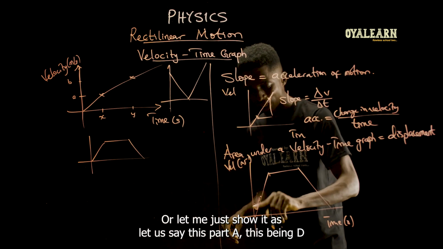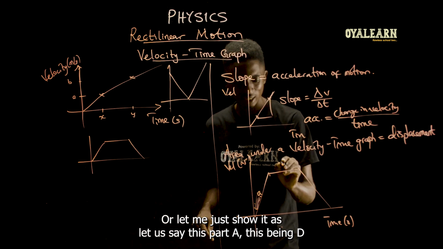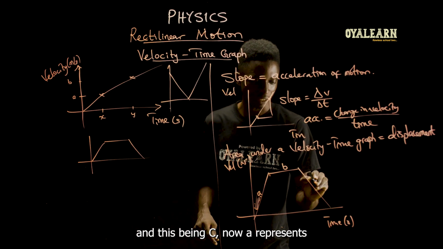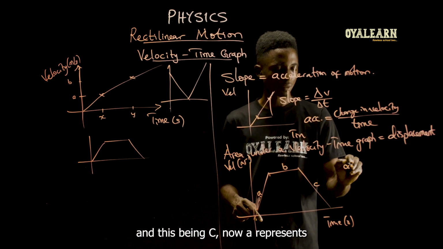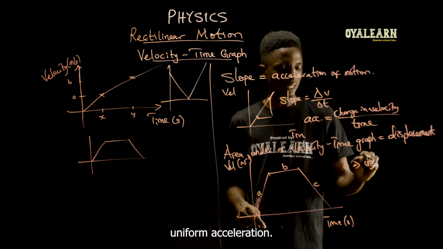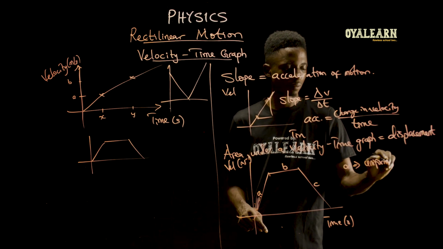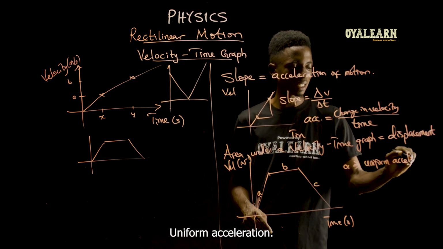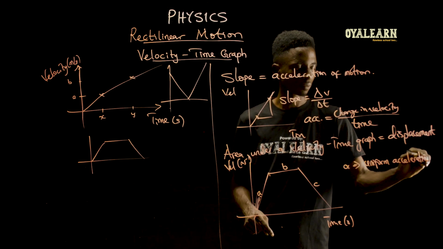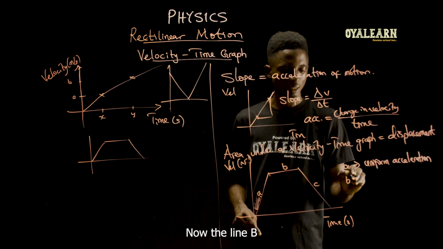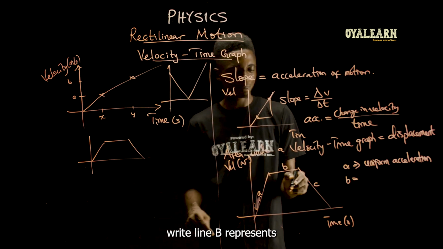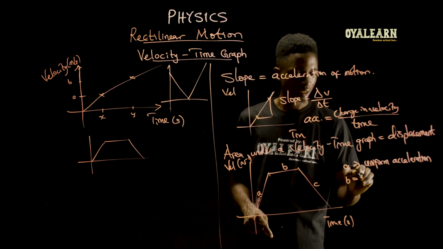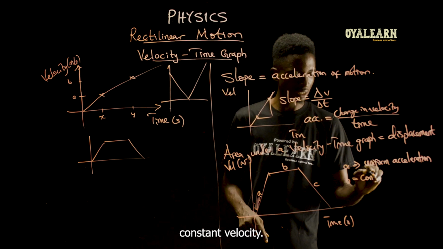Or let me just show it as letters here. This part A, this being B, and this being C. Now, A represents uniform acceleration. Now the line B, right? Line B represents constant velocity.